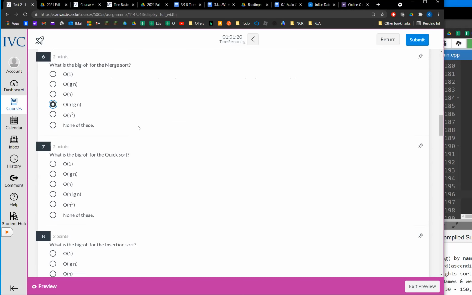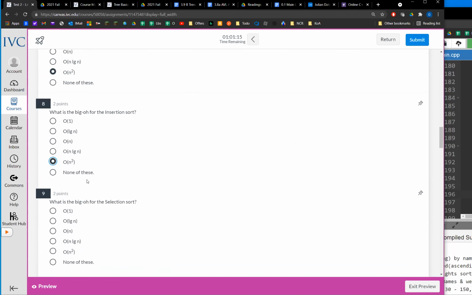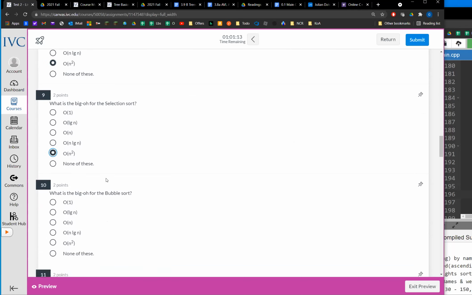Merge sort is n log n, quick sort is n squared. Everyone's n squared except for merge sort.